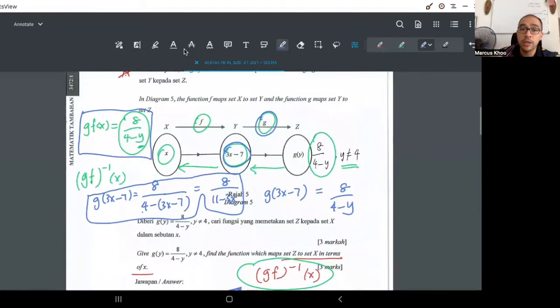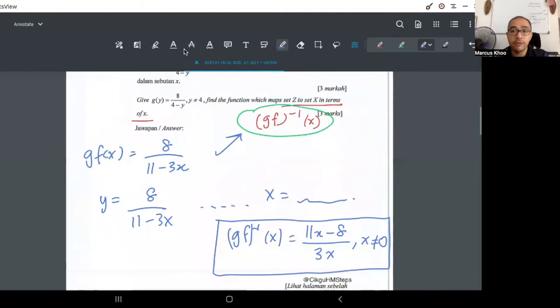Basically, it's just asking you, fgx is this. Okay, fgx is this gy. But the problem is my gy is in y. I don't want the y, I want the x. So when I substitute the x in, I will get this 8 over 11 minus 3x. So if gfx is 8 over 11 minus 3x, what is gf inverse x, which is what the question wants? Okay, find from z to x. So gf inverse x will be you inverse yourself, and then you will get this answer. Okay, 11x minus 8 over 3x, and then don't forget to put the x. It cannot be equal to 0.